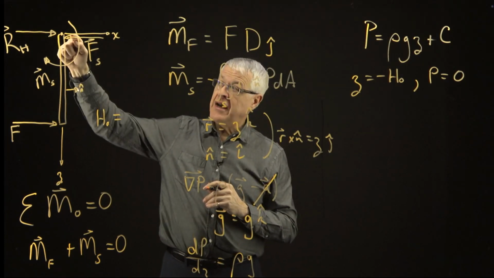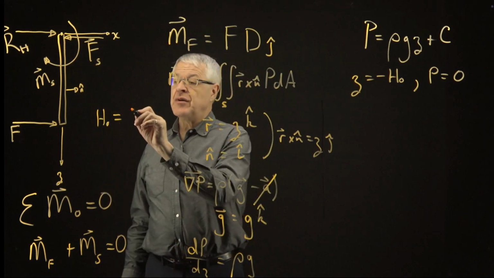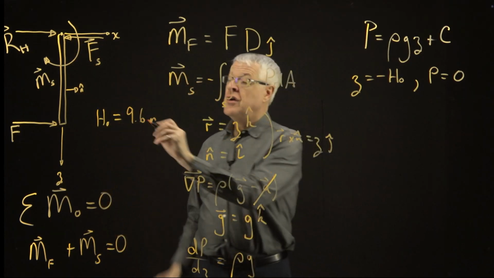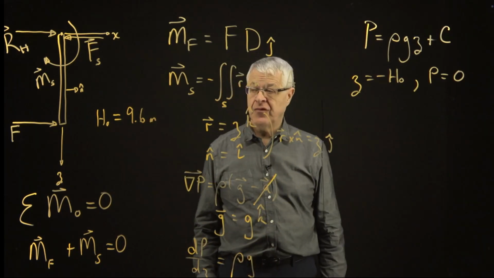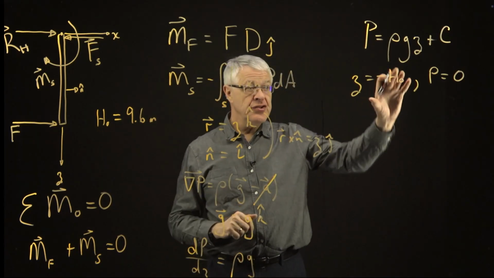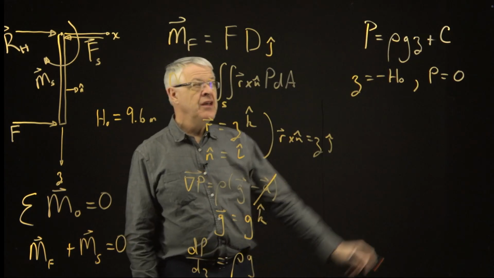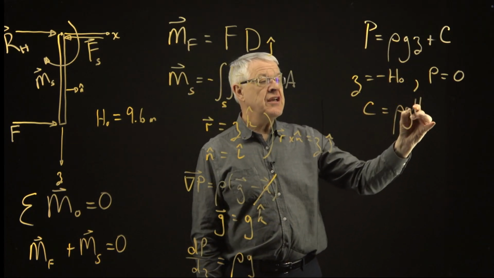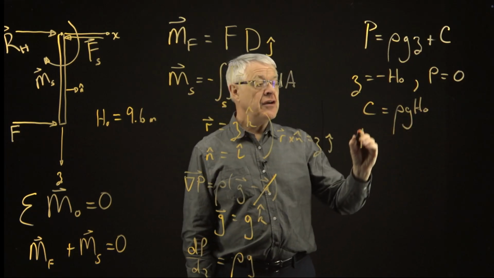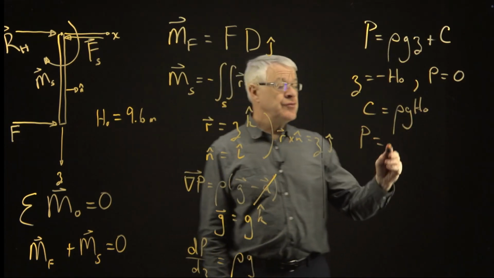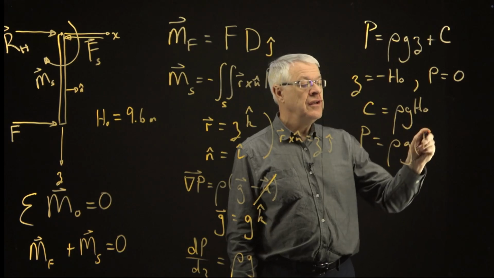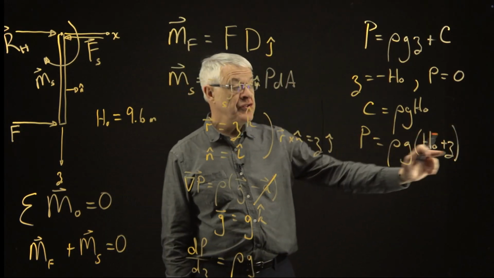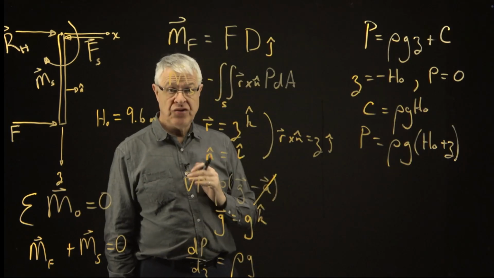And H0 in this particular problem is 10 meters. So 10 meters is the distance down to the center here. 10 meters minus the radius of this thing. So that'll be 9.6 meters. That's the value of H0 from the information given back on the diagram. So I'm using H0 here just to do this symbolically. So this tells us that C then is equal to rho g H0. And finally, our expression for pressure is rho g (H0 plus z). So that expression tells us the pressure at any location on the hatch.